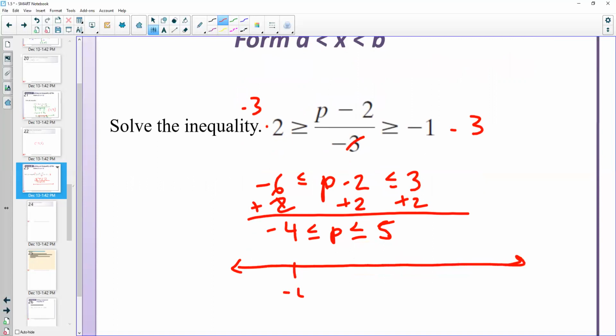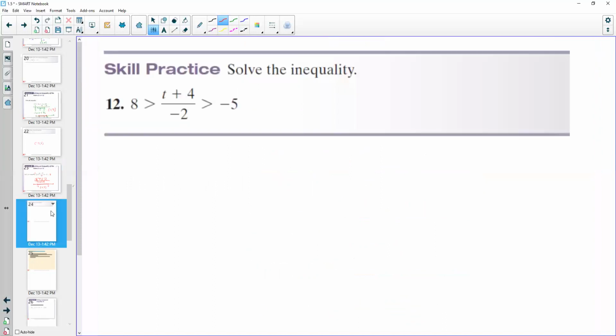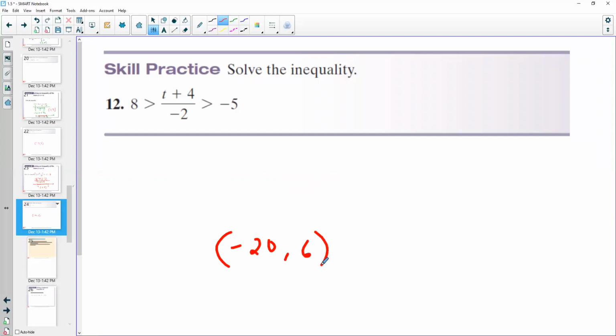From -4 to 5, both are colored in. And then I can write that in interval notation. Done. Okay. You can try the next one. When you're finished with this one, it works just like the last one. The answer should be from -20 to +6.